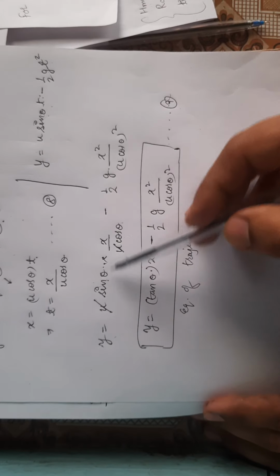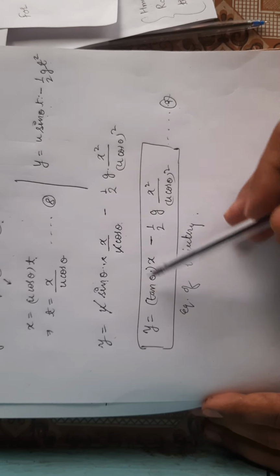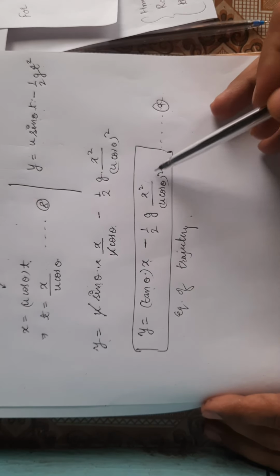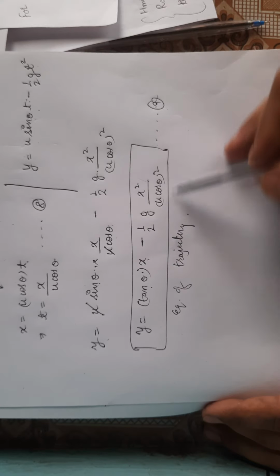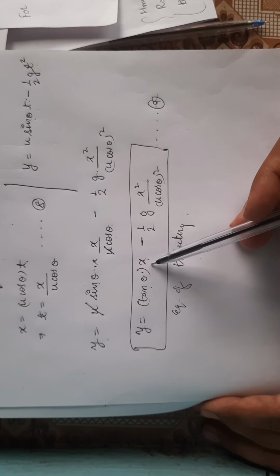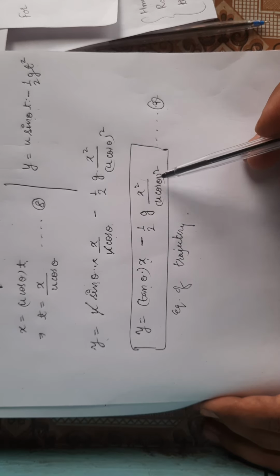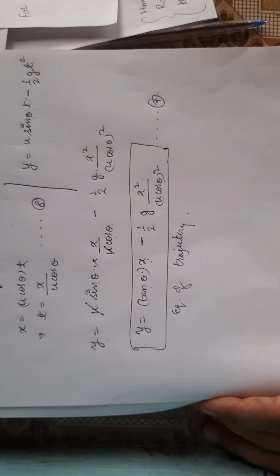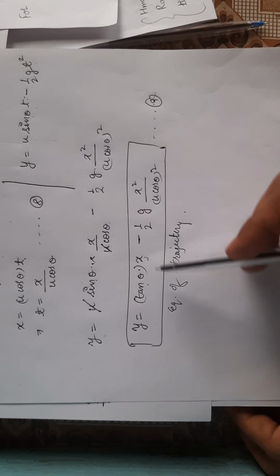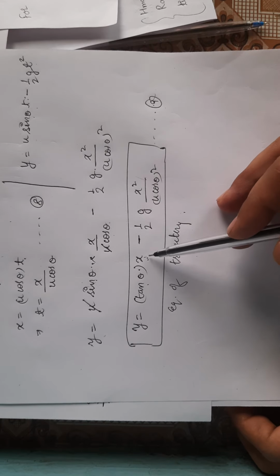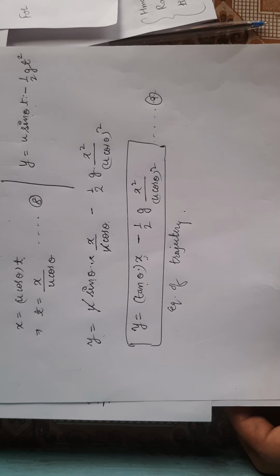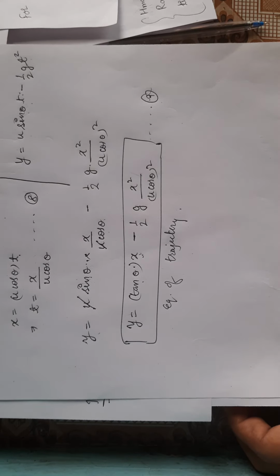After solving, u cancels with u, sin by cos will become tan, and we get y is equal to x tan theta minus half g x square upon u square cos square theta. This is the equation of trajectory, and this equation gives the position of the particle at any time instant. In this, if we know the value of x, the position in the horizontal direction, then we can find the position in the y direction also. This will be helpful for us.